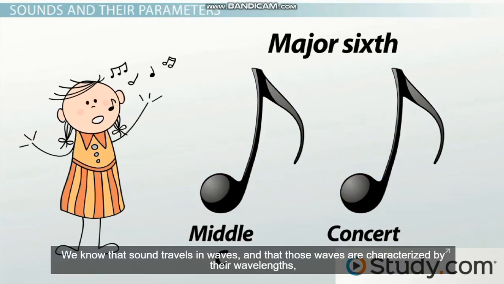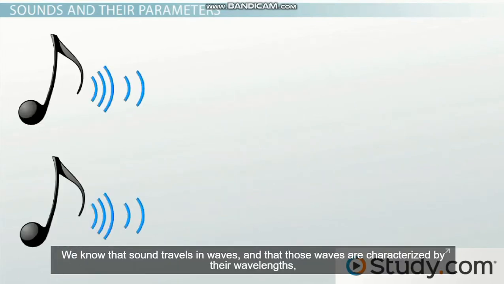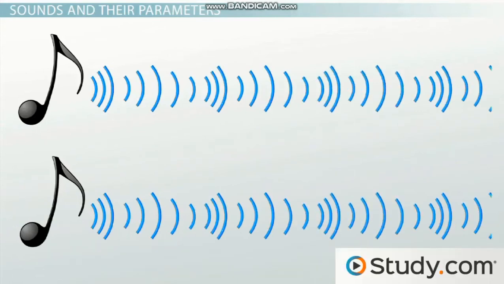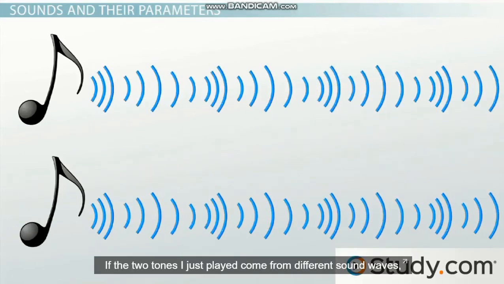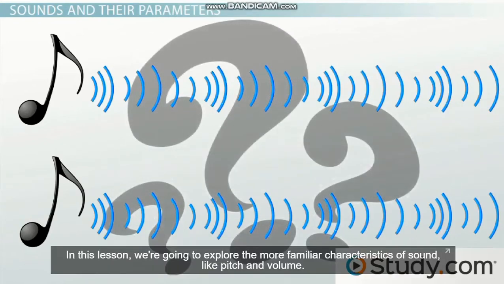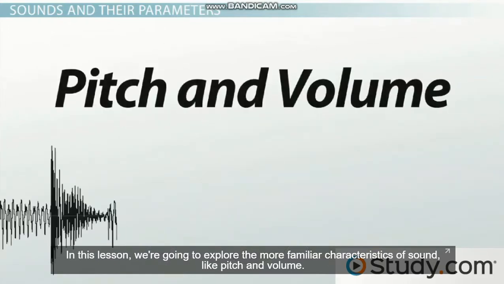We know that sound travels in waves, and that those waves are characterized by their wavelengths, amplitudes, and other parameters. If the two tones I just played come from different sound waves, then what exactly about the waves is different between the two? In this lesson, we're going to explore the more familiar characteristics of sound, like pitch and volume.